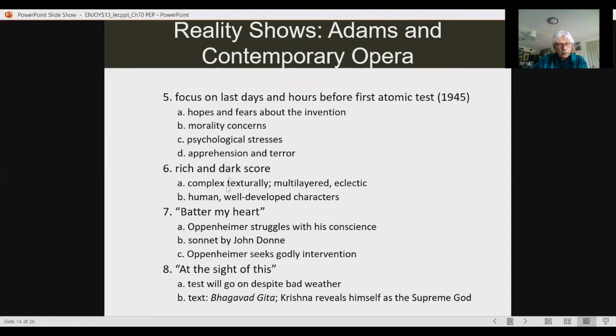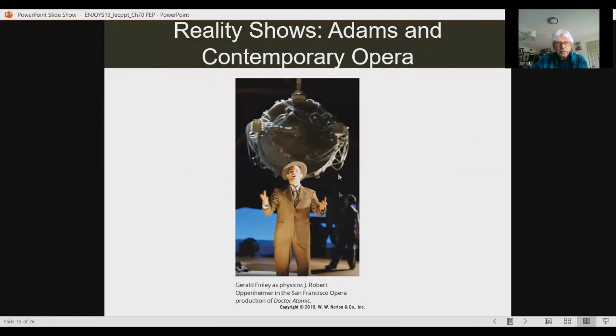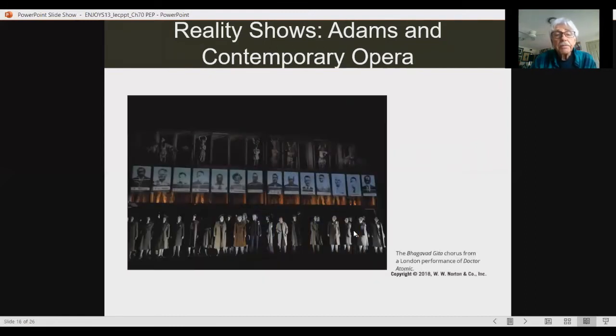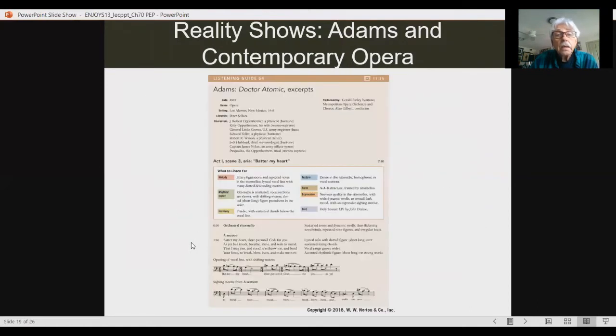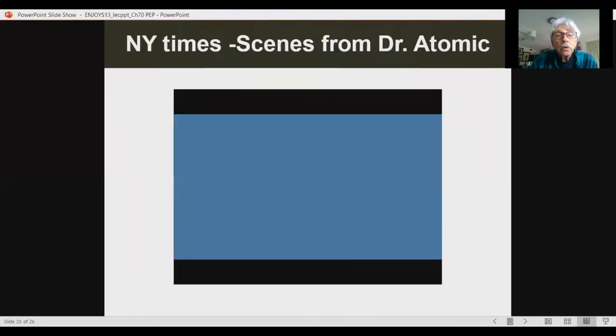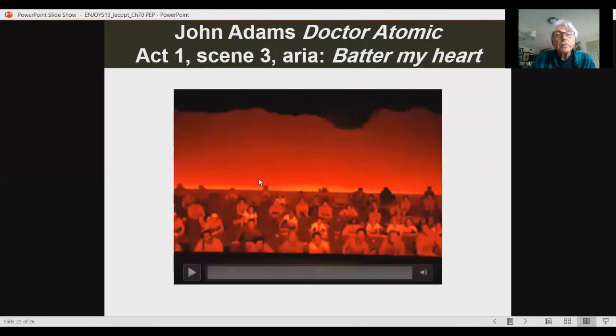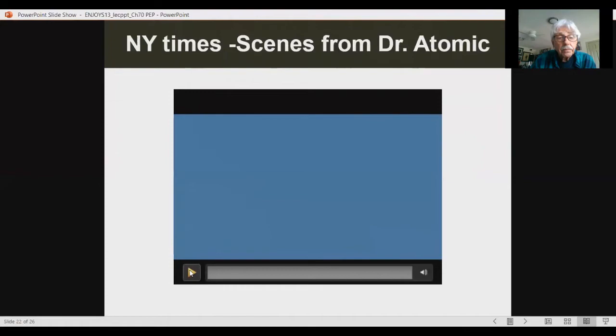And we're going to sample two songs from the opera, Batter My Heart and At the Sight of This. I want to play, and this is from the opera, a stage scene, but I want to play a story from the New York Times that describes a little bit of it, and you'll get a taste of it. So here we go.